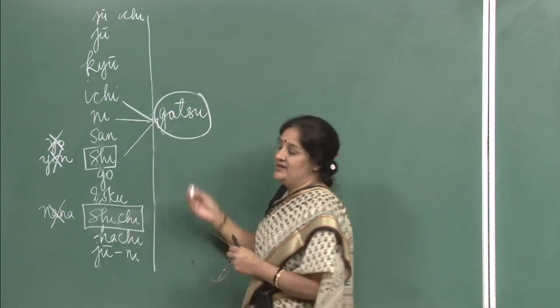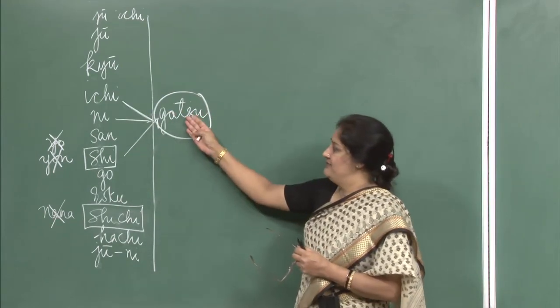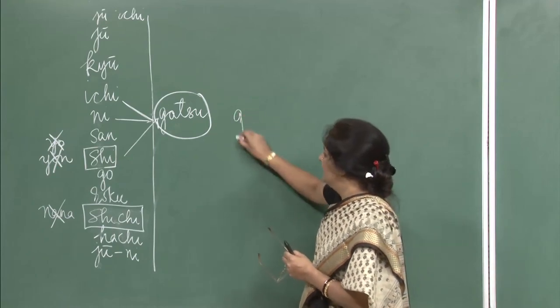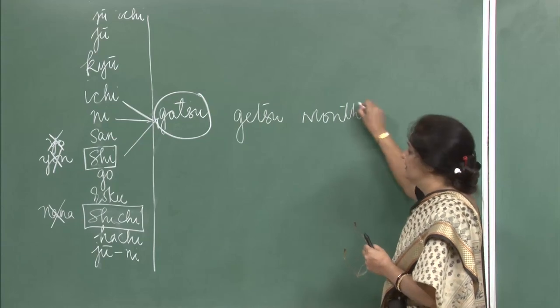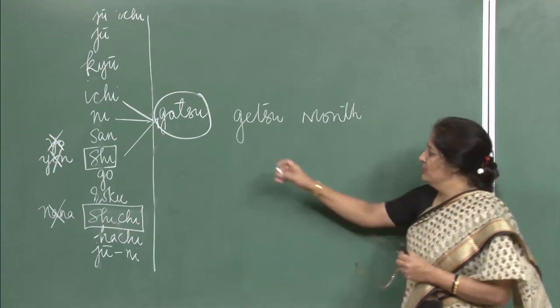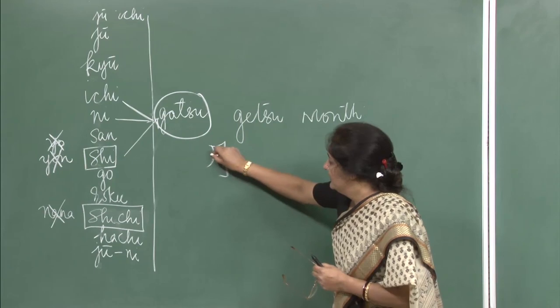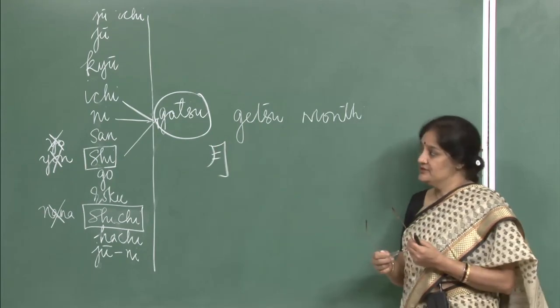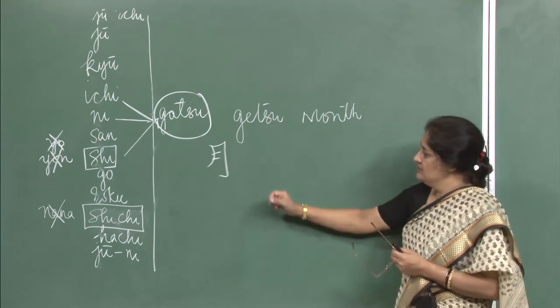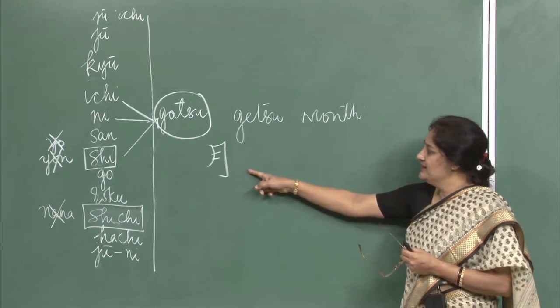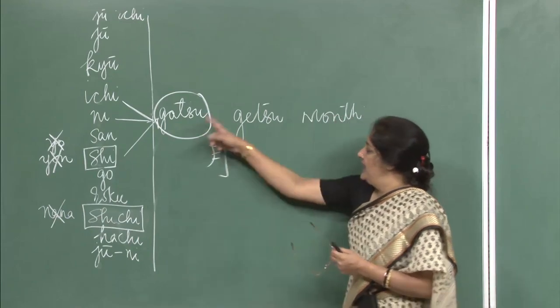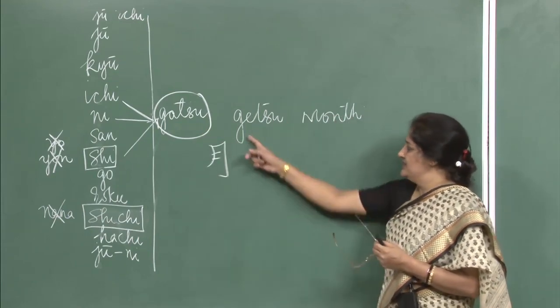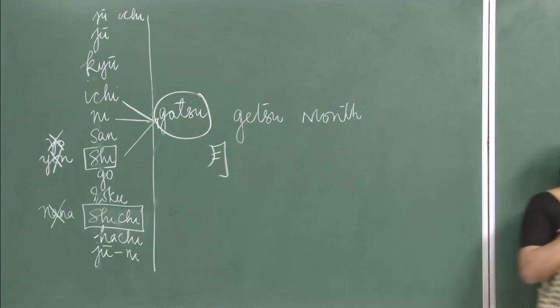Ichigatsu, nigatsu mean January, February, and getsu means month. So please remember that's different. Both are the same character, getsu or gatsu, two readings for the same character. This means January, February, and getsu itself means month. So now we go back to our exercise over here.